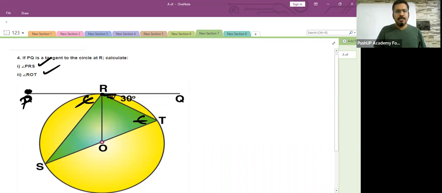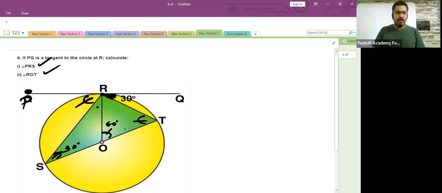They have given you angle QRT. How much? 30 degrees. Again, what is angle QRT? It is the angle between the chord and the tangent. So in that case, the same chord RT will subtend how much on the circumference? 30 degrees. Perfect. Now, children, if this is 30 degrees, can I say this angle is equal to 60 degrees? Yes, this angle is equal to 60 degrees.